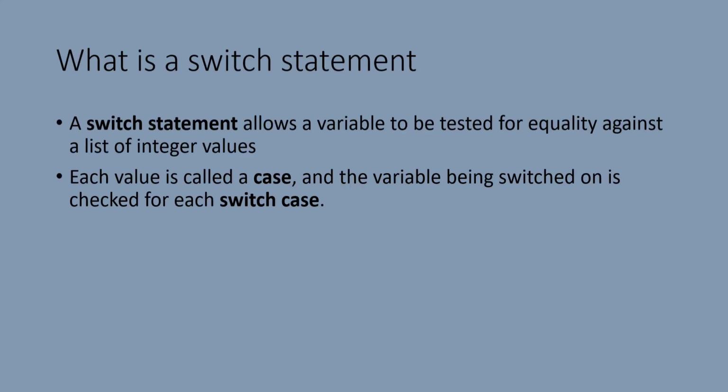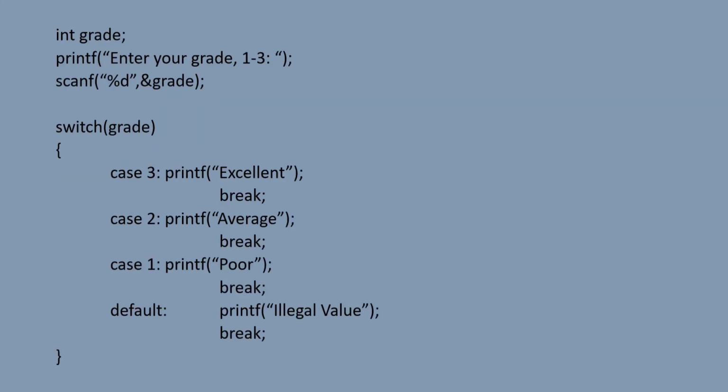So we're going to do switch statements. What exactly is a switch statement? A switch statement allows a variable to be tested for equality against a list of integers. It's pretty much a list, and you're comparing a value to that list. Each value is called a case, and that's what's being checked for. So here's an example. Let's say you have a variable of a grade, and you're asking the user what grade did you get? It's going to be 1, 2, or 3. So you're going to get that input for the grade.